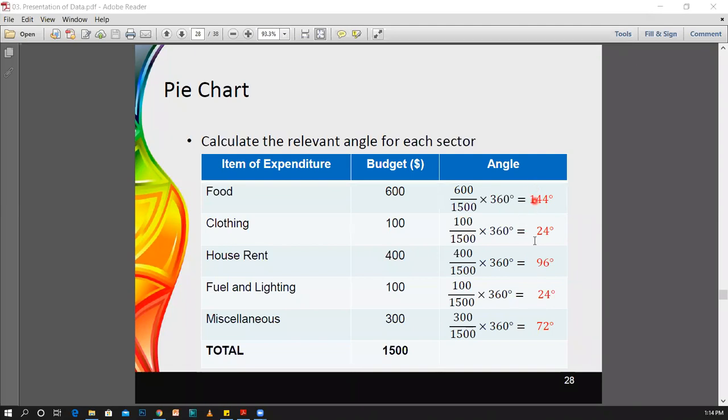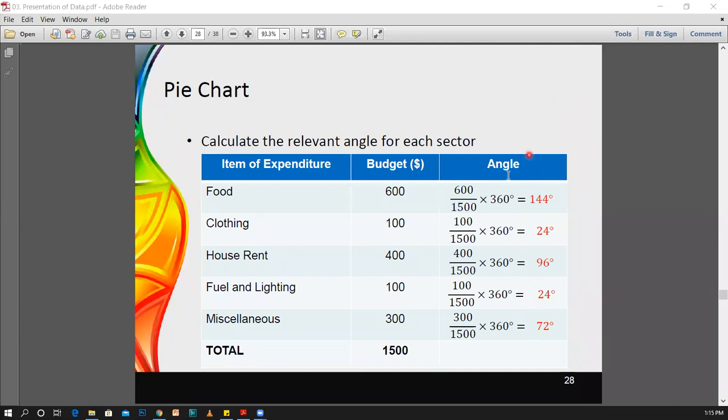To check that, what you have to do is take the sum of these values. Once you take the sum of these values, this sum should definitely be equal to 360 degrees. It is because you have already divided the 360 degrees into angles in this form.